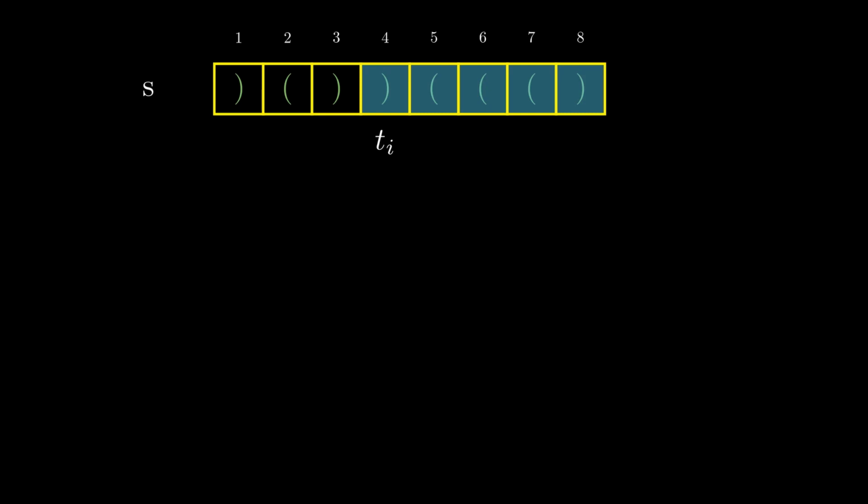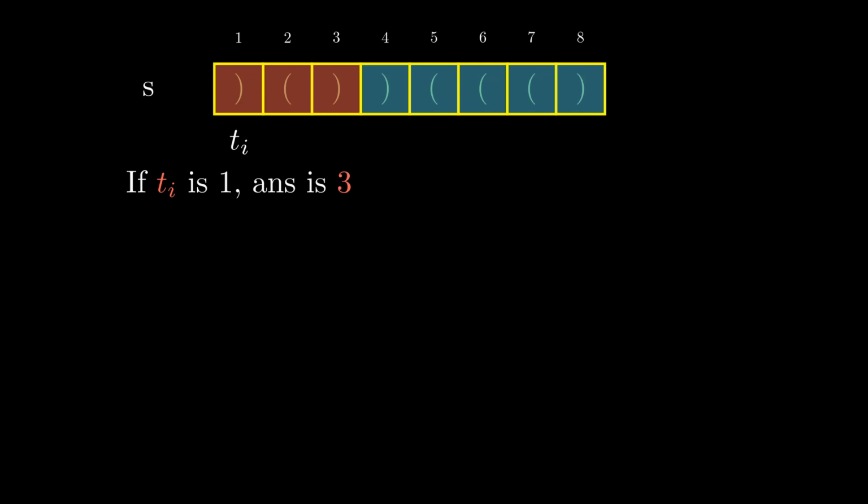We are asked to find the minimum index x such that the substring from ti to x contains a valid non-empty bracket subsequence. So for example, if ti is equal to 1, then x will be 3 because the substring 2 to 3 is a valid bracket sequence and it is the first such bracket sequence. So the answer for this case is 3.